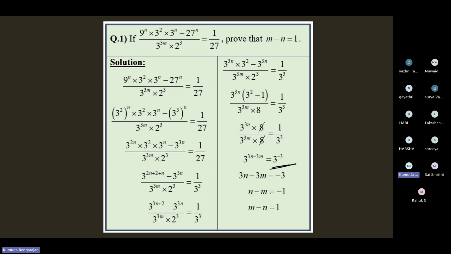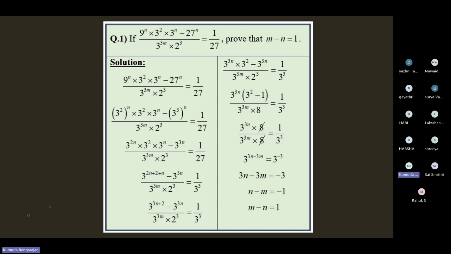Now again, using this other rule of exponents, when bases are same on both sides, you can equate the powers. There's only one term on the left hand side and only one term on the right hand side. Only at this stage you can use this rule. When bases are same on the LHS and RHS, equate the powers. It's like the bases get cancelled on both sides, though don't cancel. So we have 3n minus 3m is equal to minus 3.